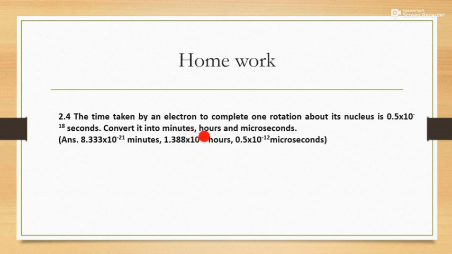Now convert into hours. You know that 1 hour is equal to 3600 seconds.